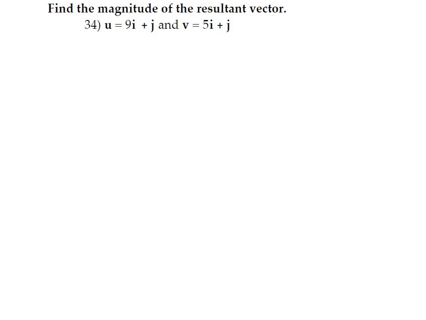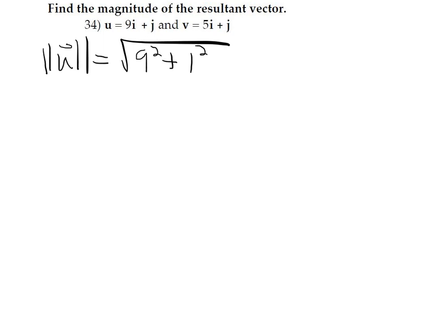Question: find the magnitude of the resultant vector. And they provide us u in ij form is 9i plus j, and v is 5i plus j. Now, they don't tell us what to do with u and v, so this question is not a complete question. But I will answer some common questions. For example, let's find the magnitude of u. That's the square root of the sum of the squares, so that would be the square root of 9 squared plus 1 squared. Now, some people don't see the 1.